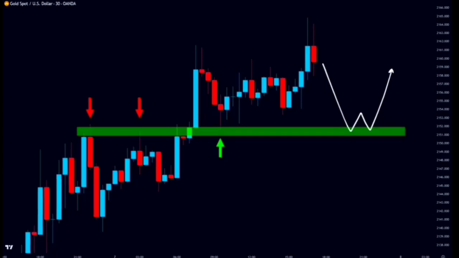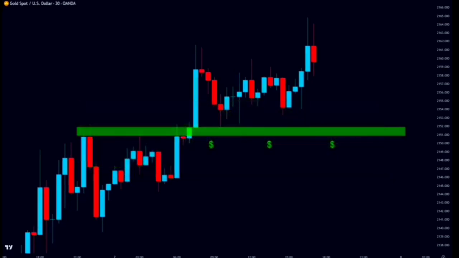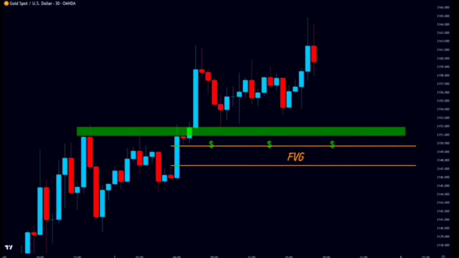On the other hand, traders who previously entered long positions will support their positions. So, this area is considered a key liquidity level, and stop losses are gathered somewhere below this area. Now the question is, where can be a point of interest as a smart money trader? If we look to the left-hand side, we can notice this area of a fair value gap, which is an extreme demand zone. This is our point of interest, and we can look for buying opportunities.